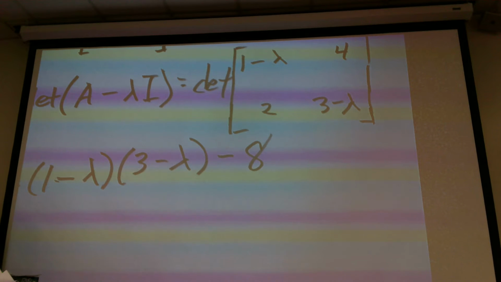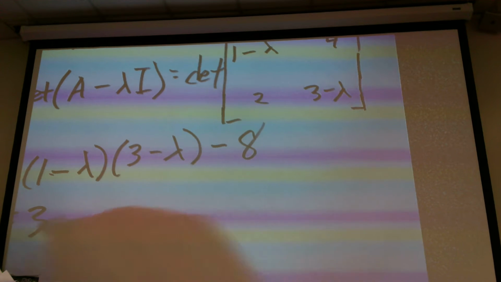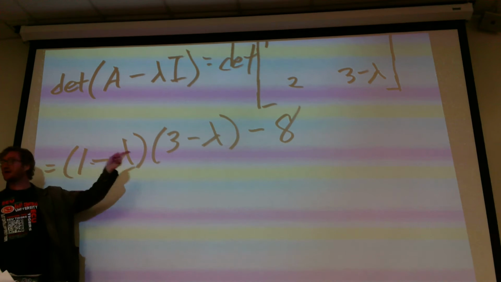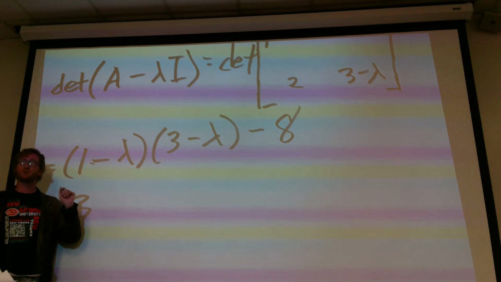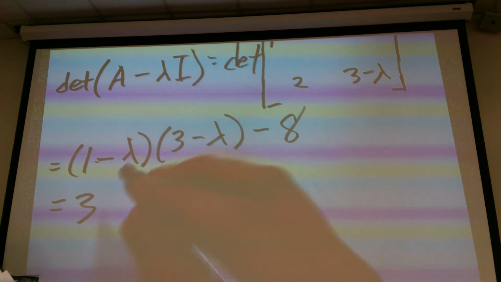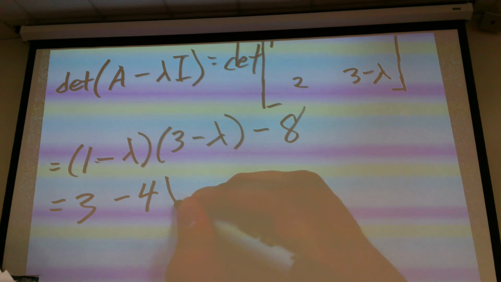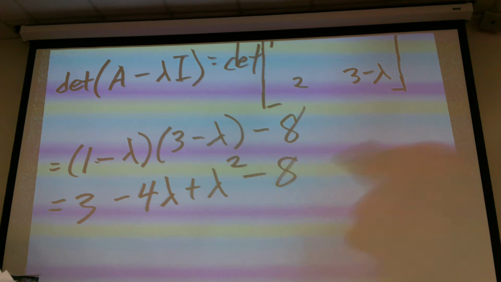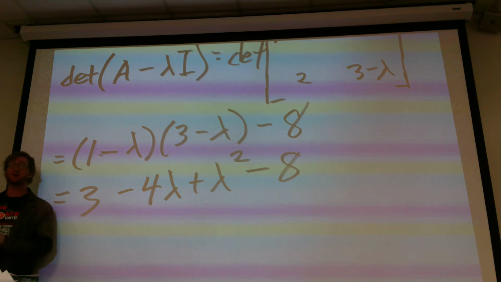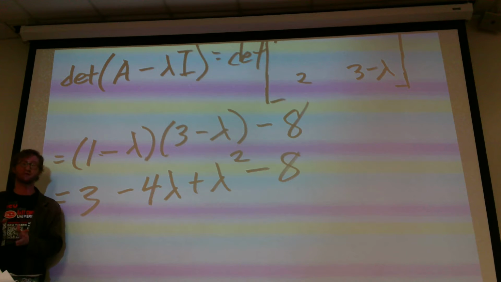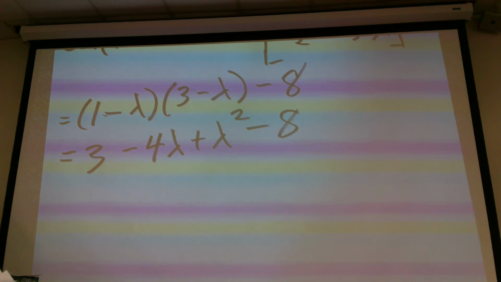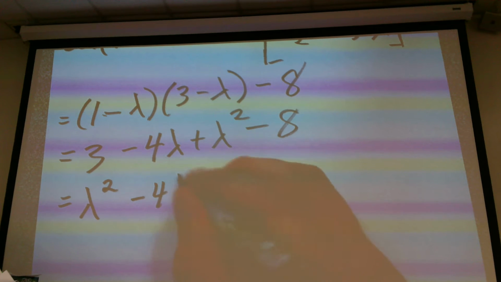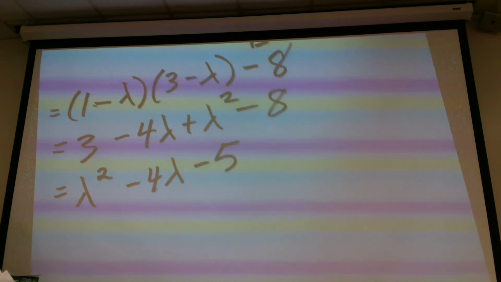Okay, so this first part is just going to be a 3. And then we have a negative 3 lambda and a negative 1 lambda. So negative 3 lambda and negative 1 lambda would be a negative 4 lambda. Okay, and then plus lambda squared minus 8. All right. Now let's reorder this so that it looks pretty. So that's going to equal lambda squared minus 4 lambda minus 5.